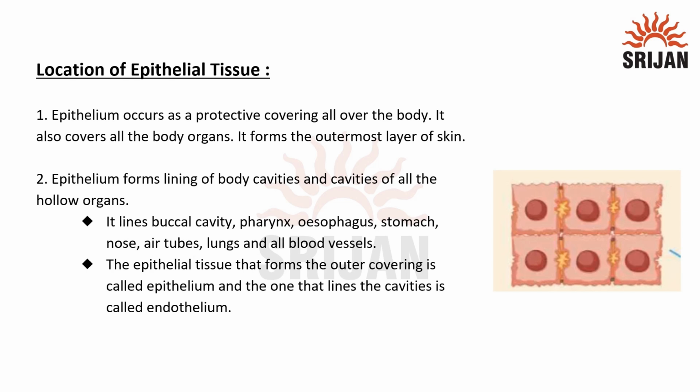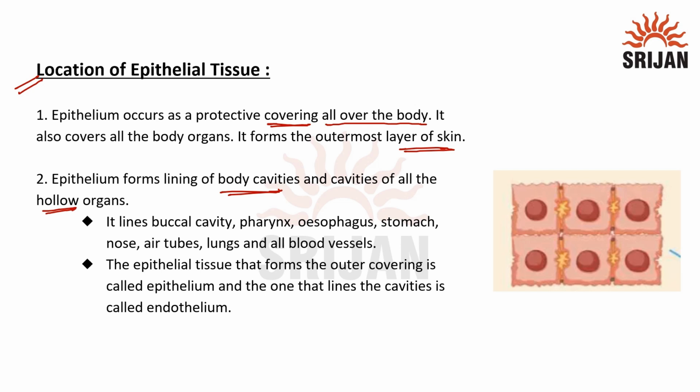Moving ahead, let's talk about the location of epithelial tissue. Since epithelial tissue is going to form a covering, a protective layer, this epithelial tissue would be present all over the body. So it is forming a covering over the body, and it could also be termed as the outermost layer of the skin. So this epithelial tissue is covering the entire body in the form of skin, and epithelium tissue is also found inside the body cavity and in our hollow organs.